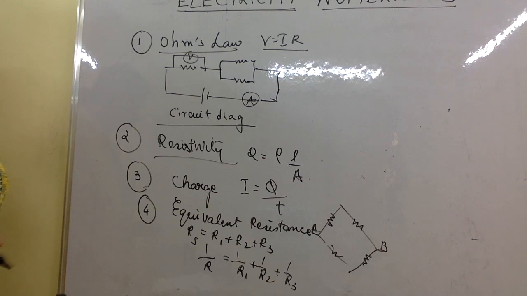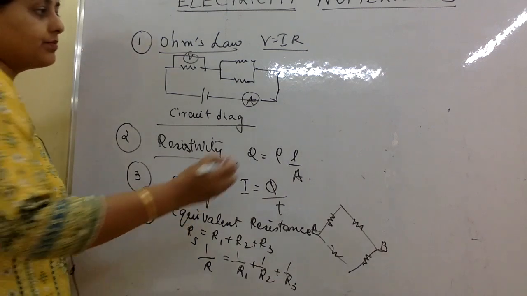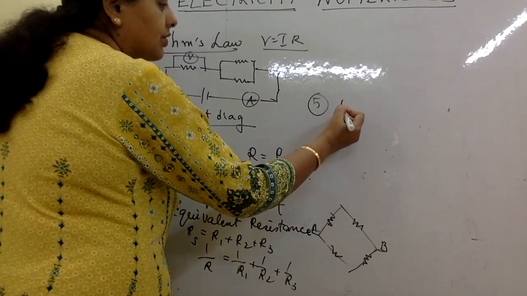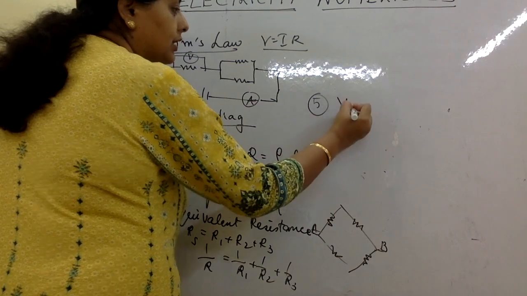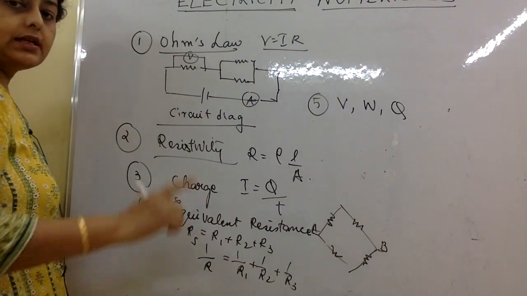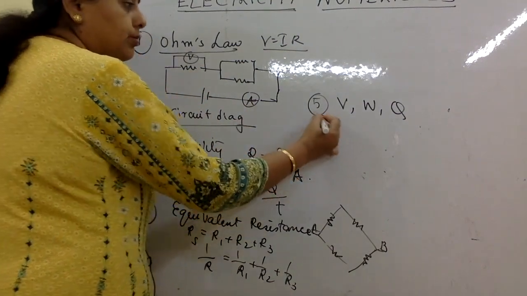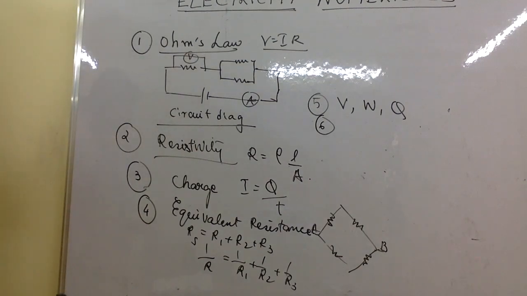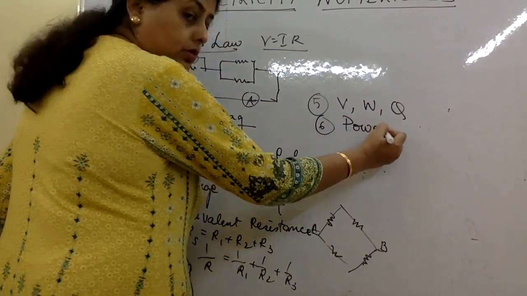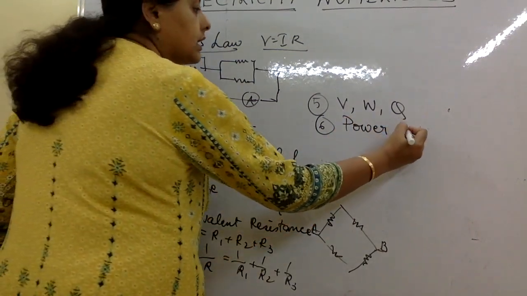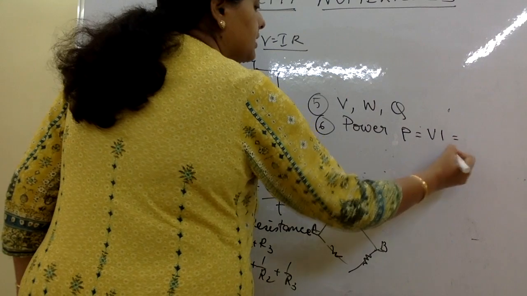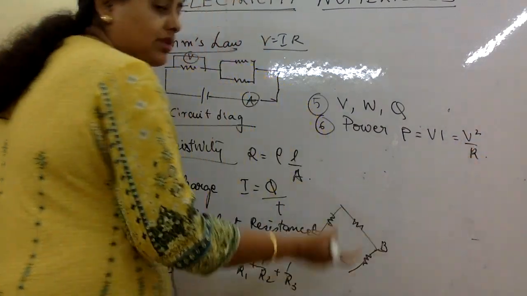Now the fifth type of question is sums based on potential difference, work and charge. The relation between these three is what those questions are based on. Small numericals are asked on this. Then the sixth type is questions based on power. Which questions are based on power? We have P is equal to VI or P is equal to V square by R, these questions.